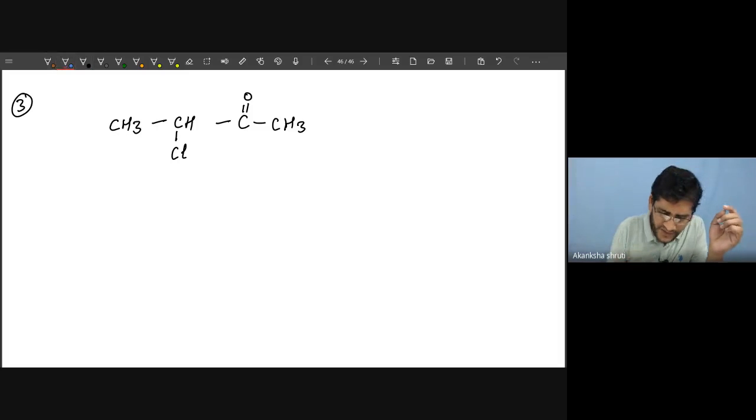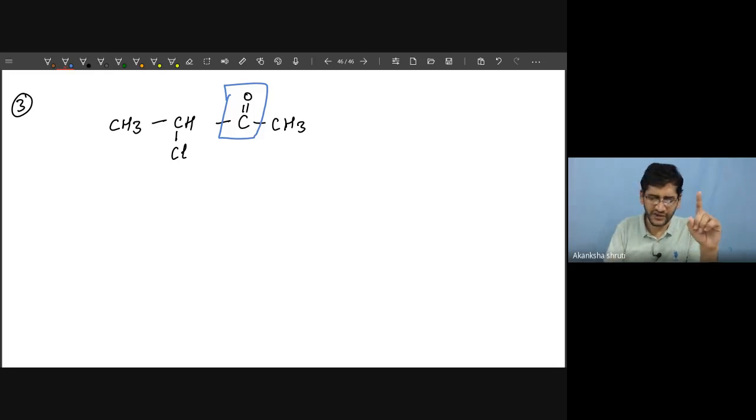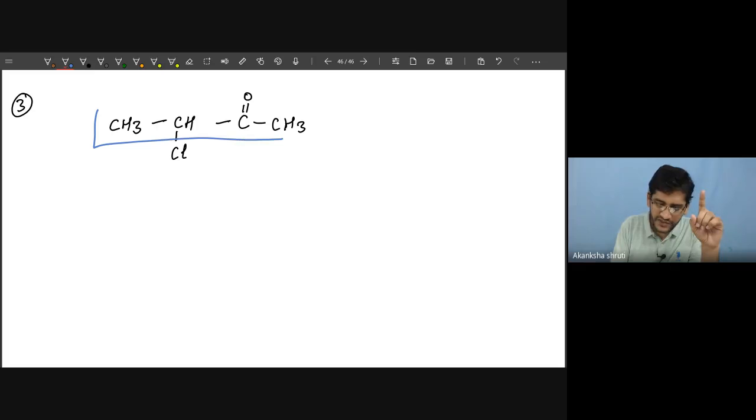So understand this, student, I have to count the longest carbon chain. And we have also learned that in case of aldehyde or ketone or carboxylic acid, their carbon also needs to be counted. That is one thing. Now, this carbon chain or the carbon selection chain will be like this one. So it's obvious it will include all these four.